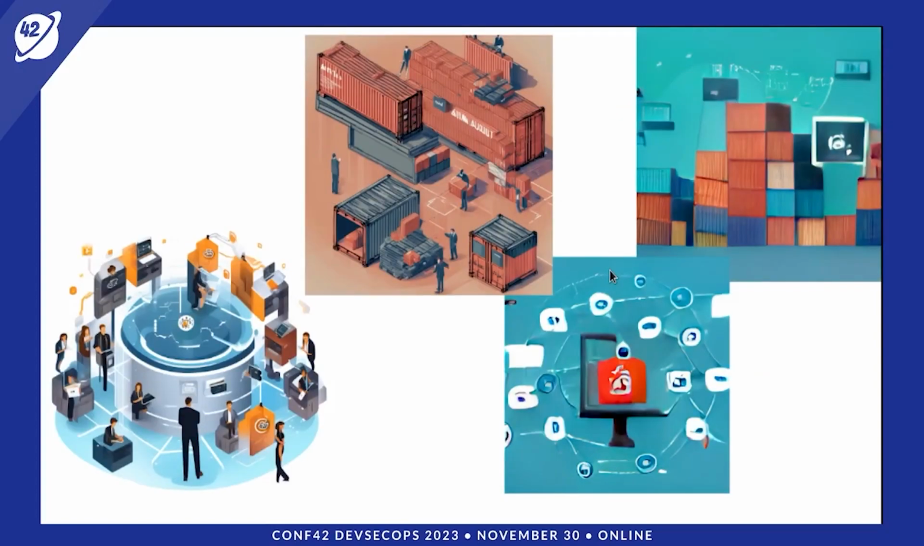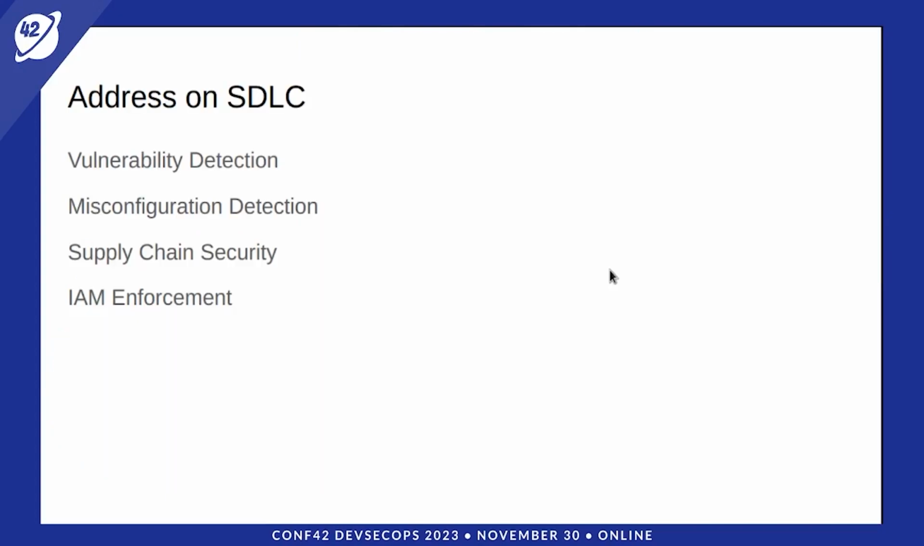There are other images related to AI and these challenges that we need to talk about in the software development lifecycle. On one side, we need to quickly identify vulnerabilities, misconfigurations, supply chain issues, and IAM enforcement. How can we address these using tools internally? Because when we talk about DevSecOps, based on DevOps, we focus on pipelines.